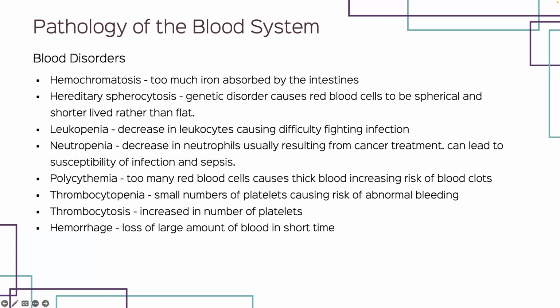Polycythemia, so you have too many red blood cells, so you are at an increased risk for blood clots. Thrombocytopenia, small numbers of your platelets. Thrombocytosis, so an increased number of your platelets. And then a hemorrhage, which is just a large amount of blood that's lost in a short amount of time.